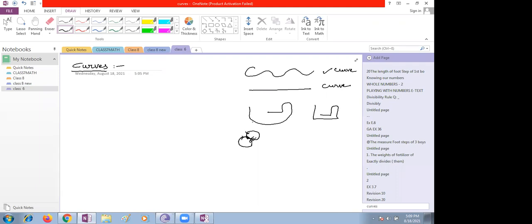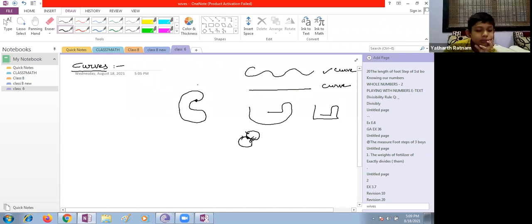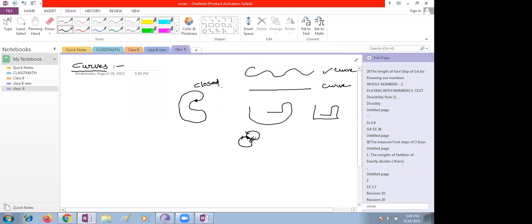Very good. Suppose the curve is started from here. It started, and it is coming and going and meeting once again. The ending point is also meeting with the starting point. This is nothing but what type of curve, children? It is a closed curve. Simple closed curve.